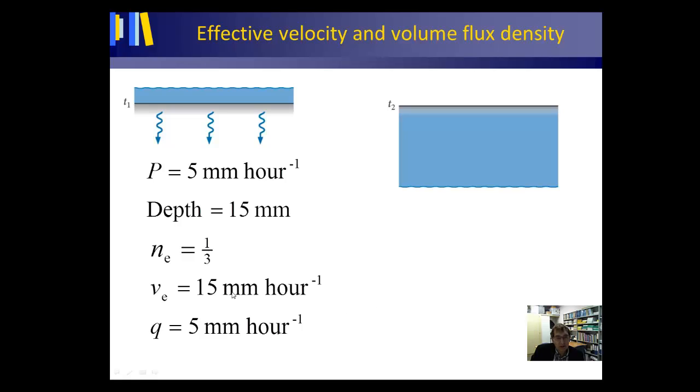So this is an essential difference between effective velocity and volume flux density, both measured in, for instance, millimeter per hour, or it could be meters per day, but you see that the numbers are different.